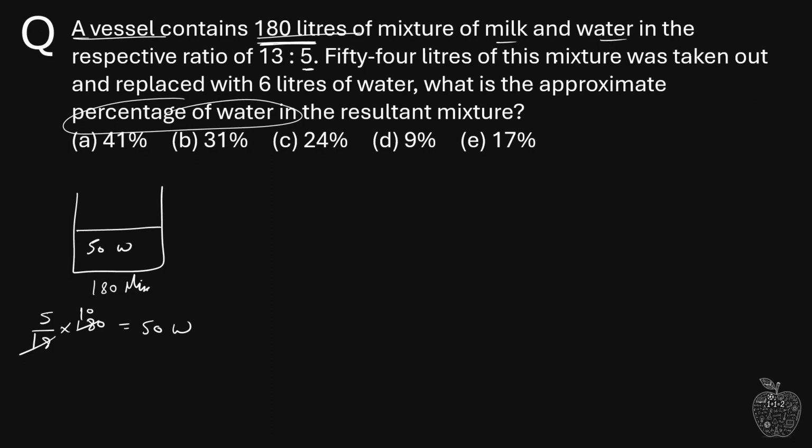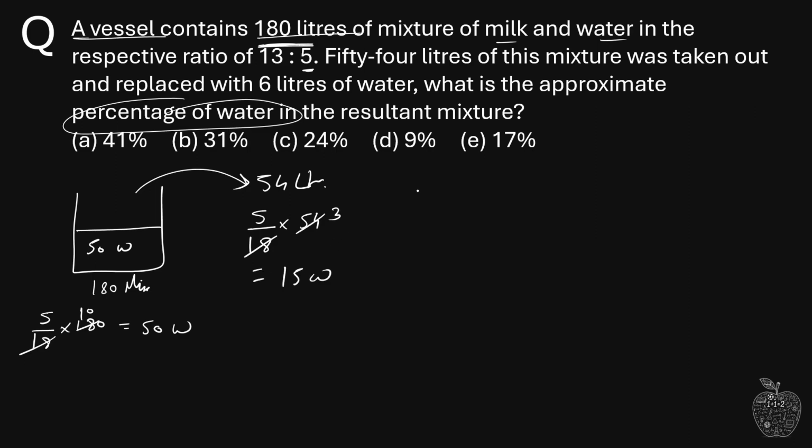Now 54 liters of this mixture was taken out and replaced with 6 liters of water. First of all, 54 liters of mixture is taken out. So from this 180 liters, 54 liters is taken out. Now how much water is there in this 54 liters? The 54 liters that has been taken out will be taken out in the same ratio of 13:5. So 5 parts out of total 18 parts in this 54 will be water. So water here is 18 threes are 54 and 5 threes are 15.